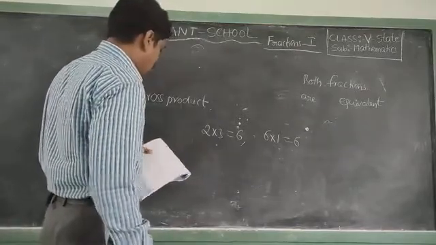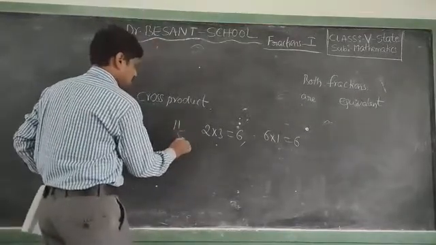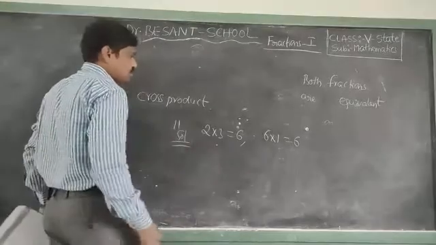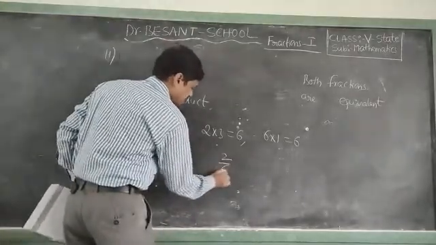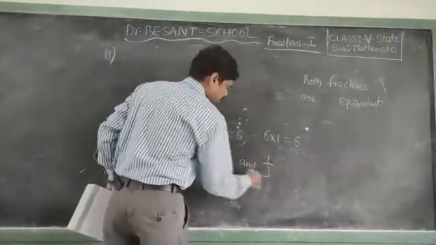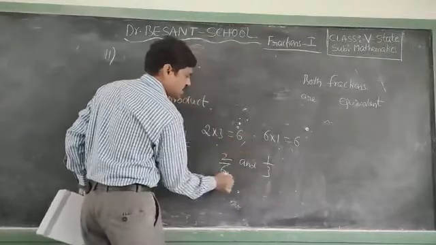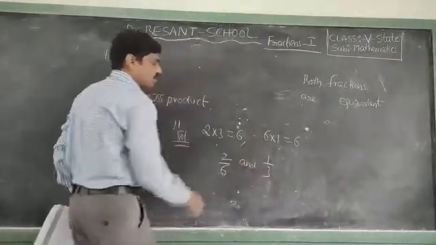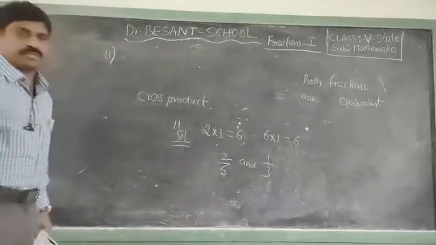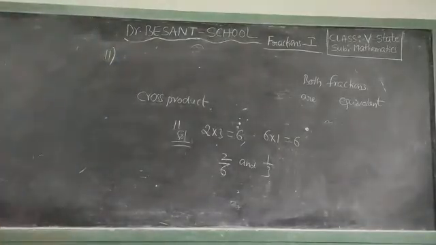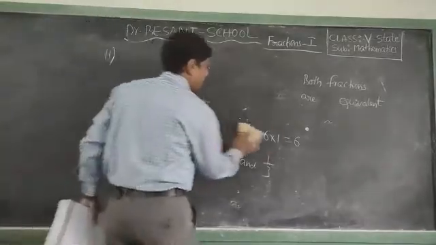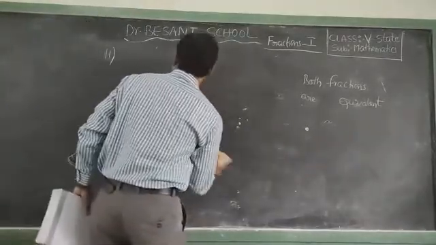So, what about the fractions? So, 2 by 6 and 1 by 3. Now observe 2 3s are 6, 6 1s are 6. So that's why fractions are 2 by 6 and 1 by 3. So 11th one solution is simple. Just you have to write the fractions 2 by 6 and 1 by 3. Next, 12th one.